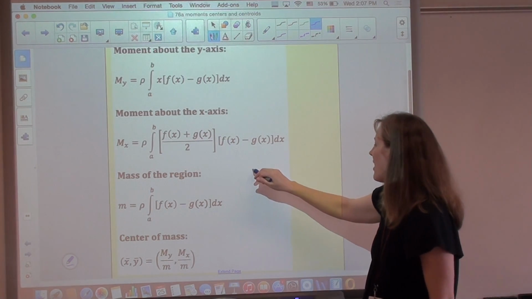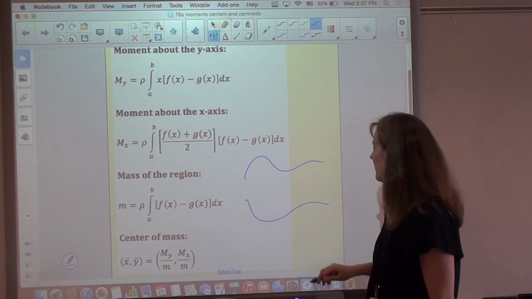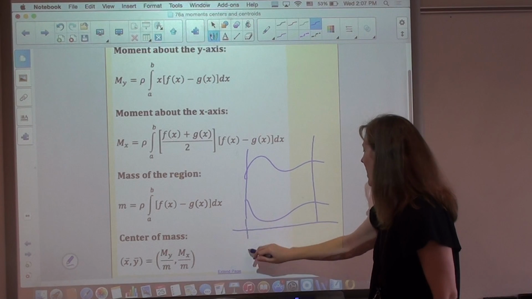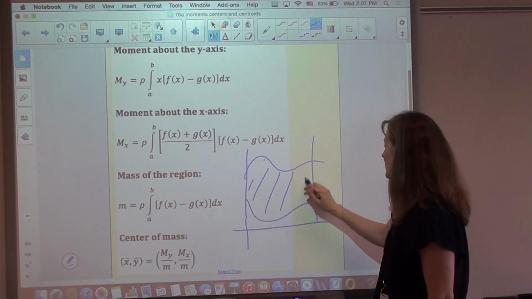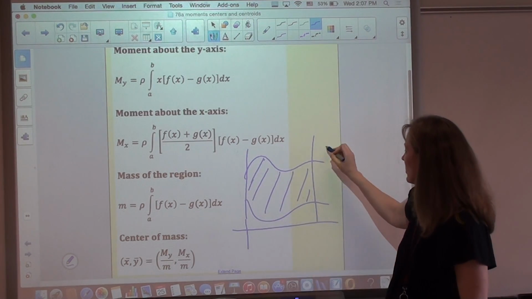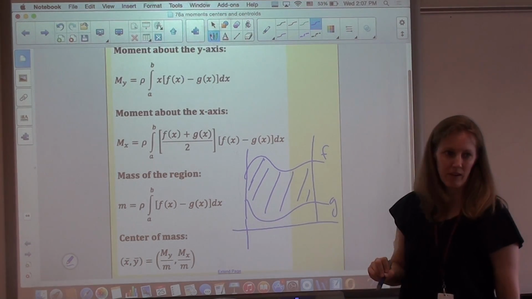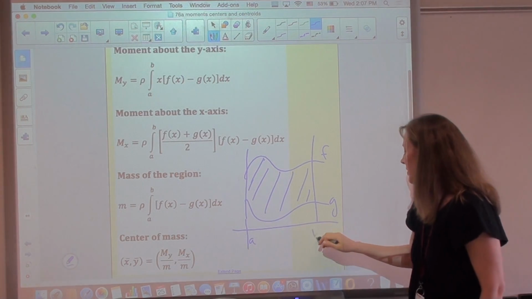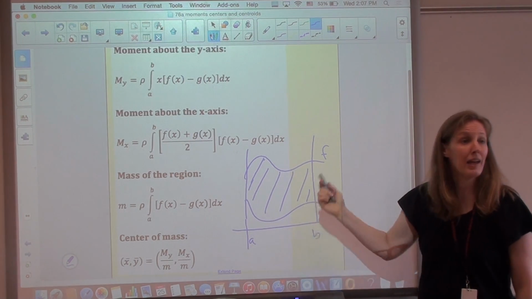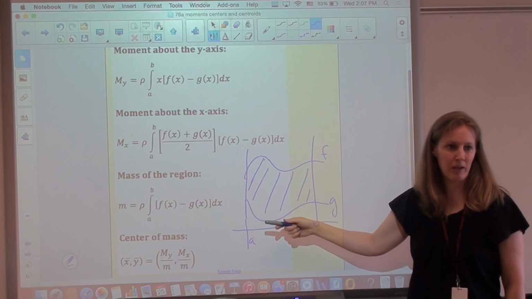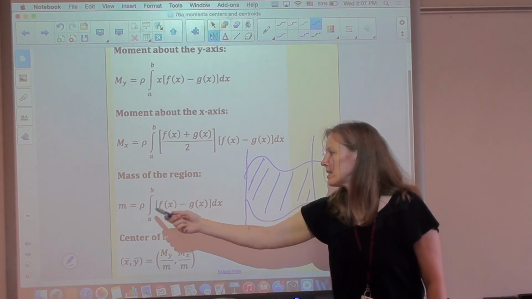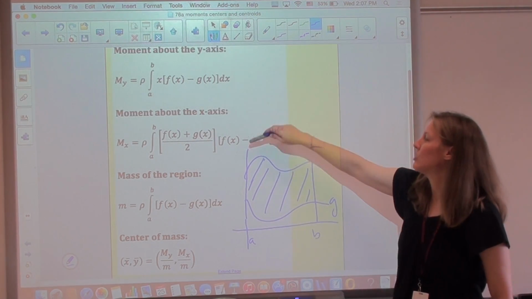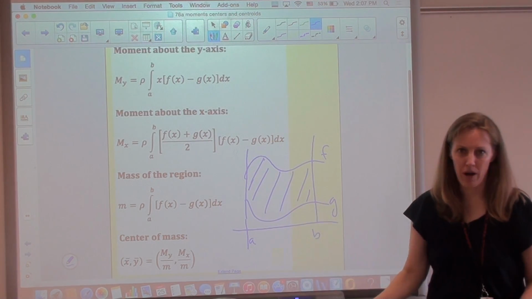So say we have two curves, and say we're finding the center of mass of this space between these two curves. So this is f, this is g, right? Now, we'll just say a and b. All right, so we know that to find the area, we just do top minus bottom, right? And the mass makes sense, it's density times area. Okay, so I get mass, right? Here's where these two formulas come from.